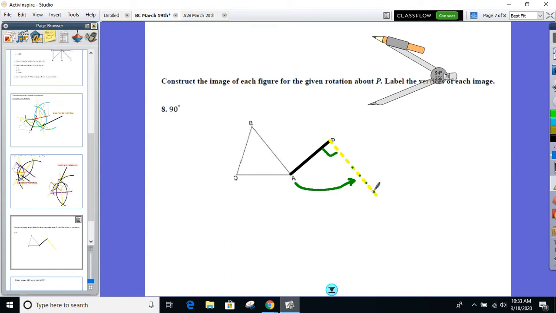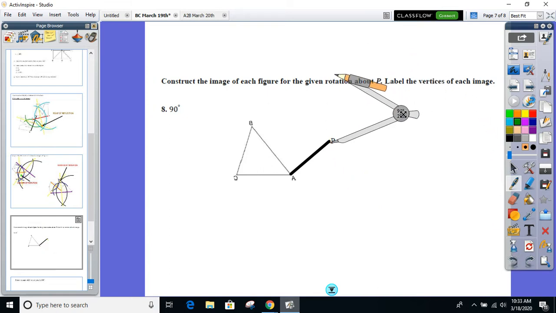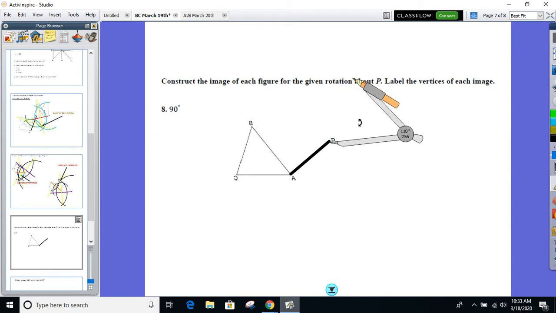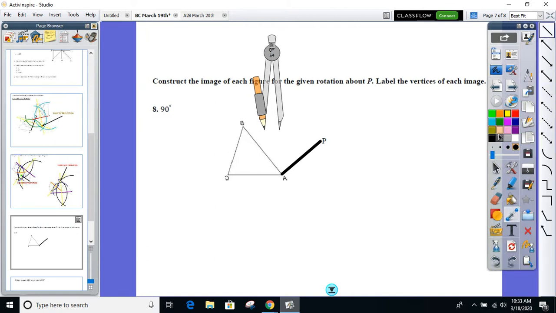Okay, so what we need to do is make a perpendicular line going through P. You know how to do that. We've been doing it all year long. This is where we put the compass point on P and try to make an arc that intersects this segment in two spots. Not going to happen, is it? Not going to happen. So as I always ask in class, what do you want to do? Darn right, extend the line. So grab your straight edge again and extend your line through.